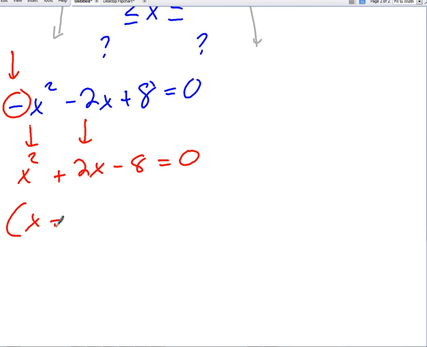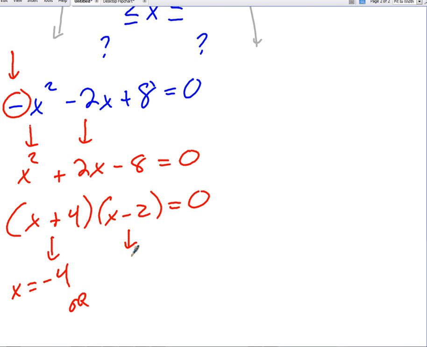x plus 4 and x minus 2. And so what are my zeros then? Either x equals -4, right? Because x plus 4 is 0 when x is -4, or x equals positive 2. So those are my numbers.